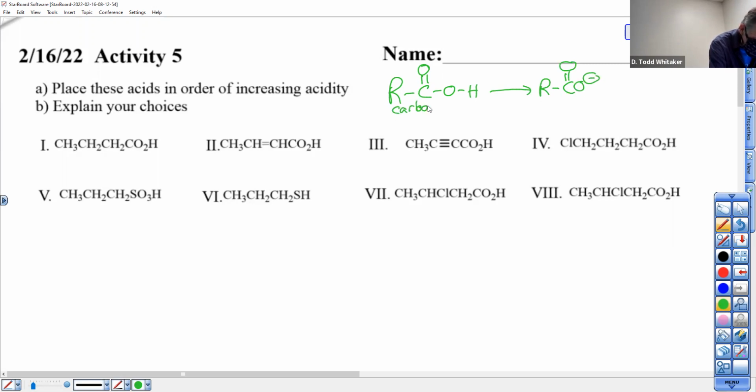Carbox... acid, full name of the conjugate base is carbox. That does not look like OX. Wow, really? Sorry.